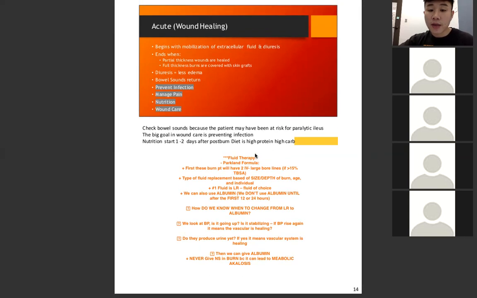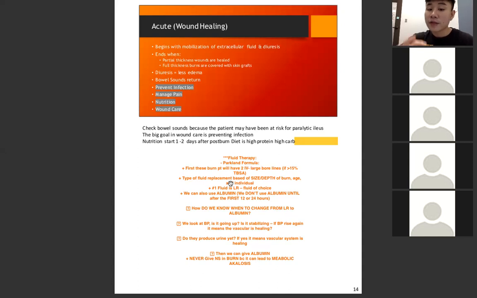All right, so we have fluid therapy, the Parkland formula. We know that these patients really need fluid to resuscitate them, to compensate for the fluid that they lost during the burn injury. So that's why this fluid therapy is very important to remember.